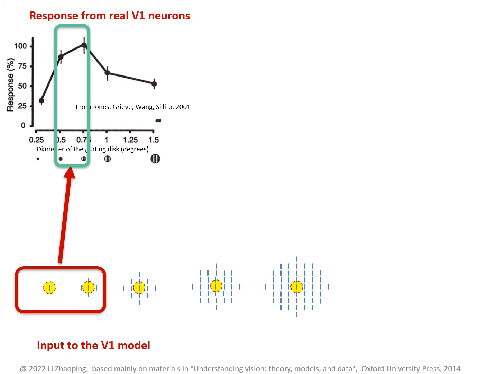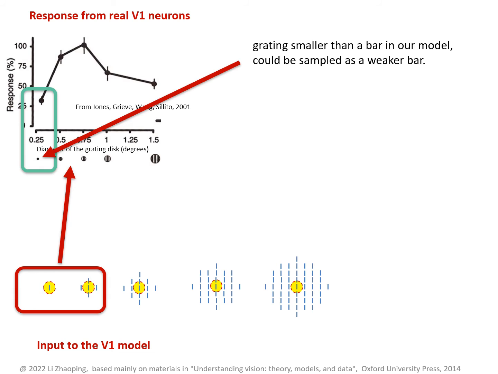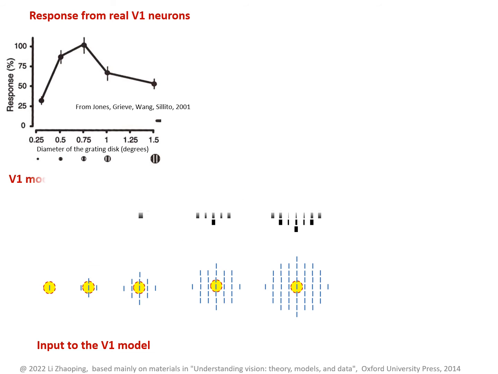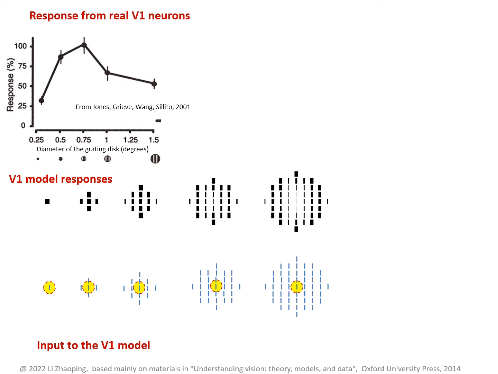receptive field. Therefore, the smallest grating in the data is too small for our model neuron's receptive field, but it could be trivially sampled as a weaker input to our model neuron. So we will just ignore this trivial case. And these are the larger and larger gratings. And these are our model V1 responses to these grating patterns. The responses from the neuron at the grating centers are highlighted in these yellow discs.